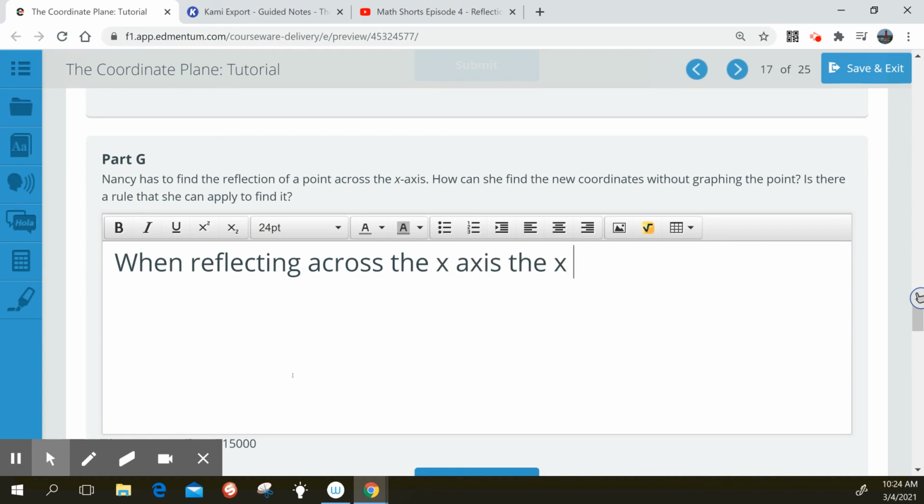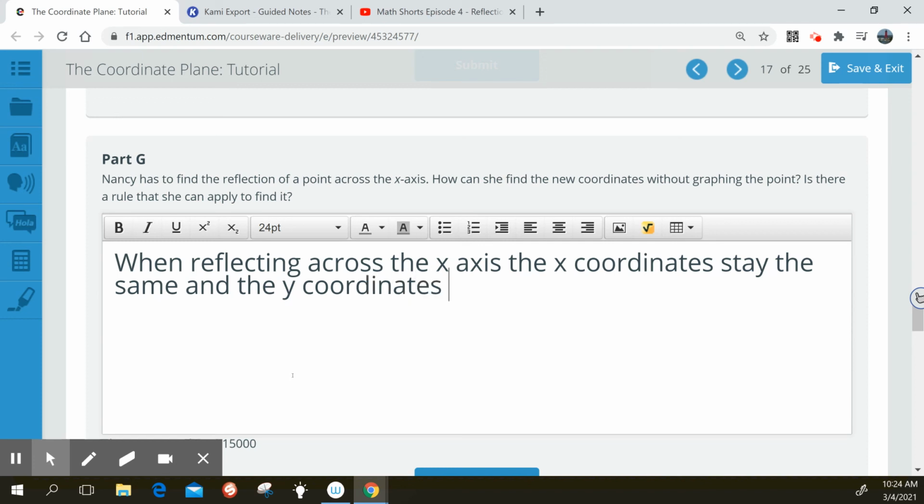the x coordinates stay the same, and the y coordinates have what kind of signs? Opposite signs. Will that be clear? Remember, Jordan said that the numbers stay the same. We need to know that, but do you think this makes it clear that the numbers still stay the same? Should I say that? The numbers stay the same, but the signs change?